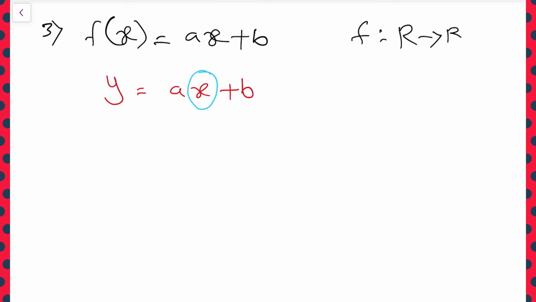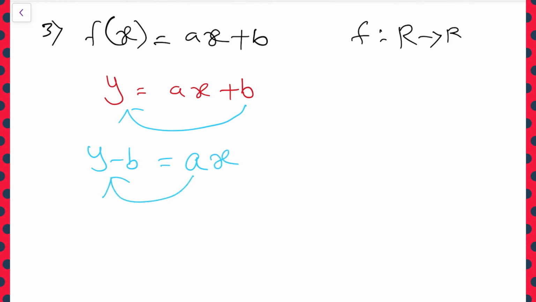For that, take plus b to the left side, then it will become y minus b is equal to ax. We want the x value, so take a also to the left side, then we remain with (y minus b) divided by a is equal to x.